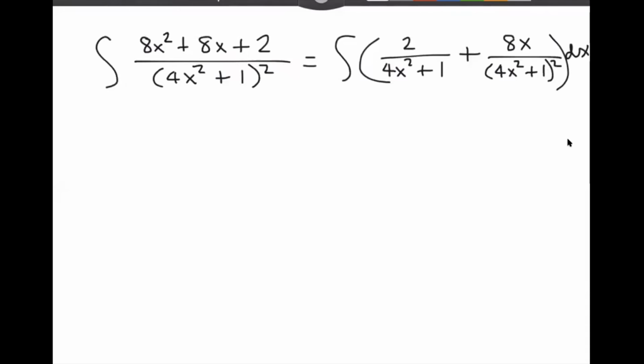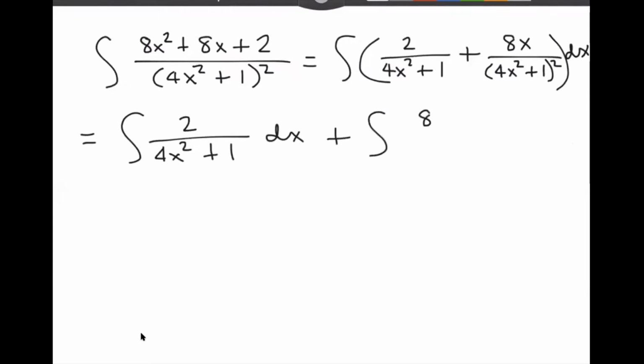Taking our values of a, b, c, and d, this is what we have. I think I am going to separate these into two separate integrals because these are pretty different in terms of how you have to evaluate them. So we have the integral of 2 over 4x² + 1, plus the integral of 8x over the square of 4x² + 1. Why don't we start with the easy one first, which is the second one. That's just going to be a substitution.